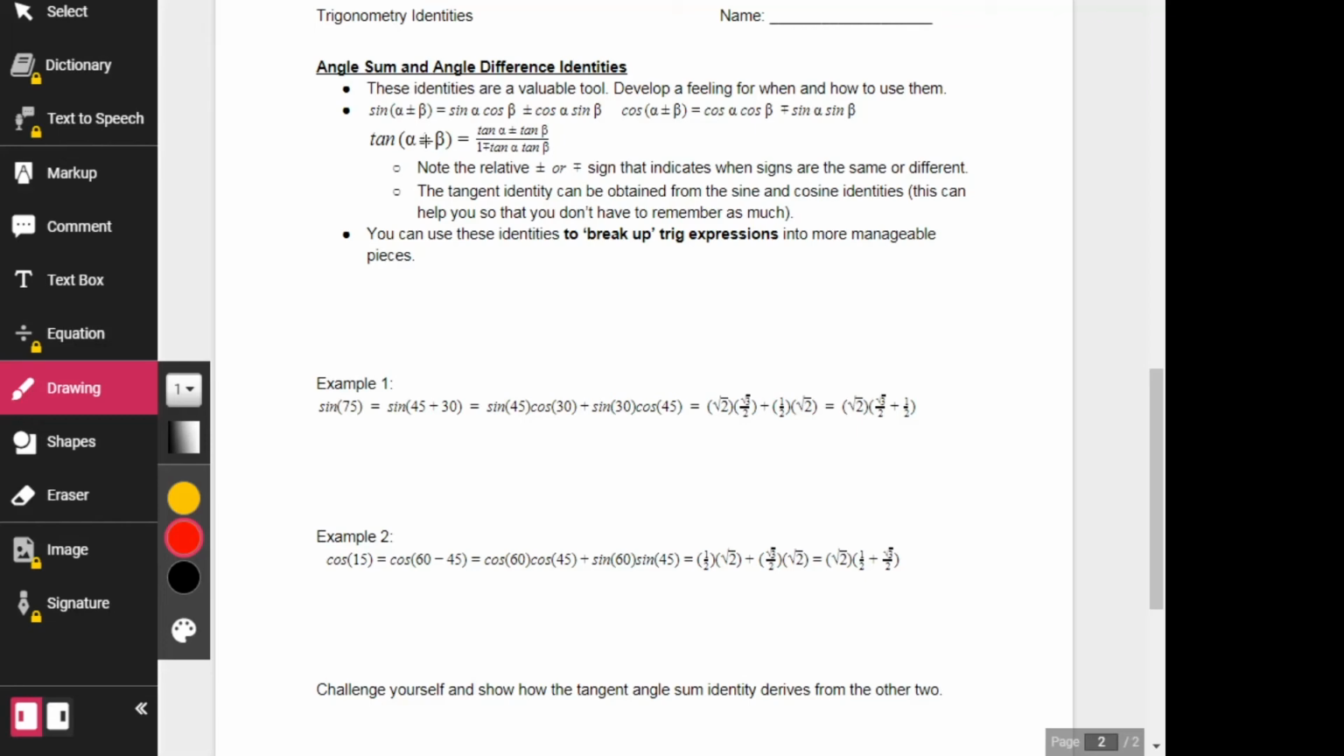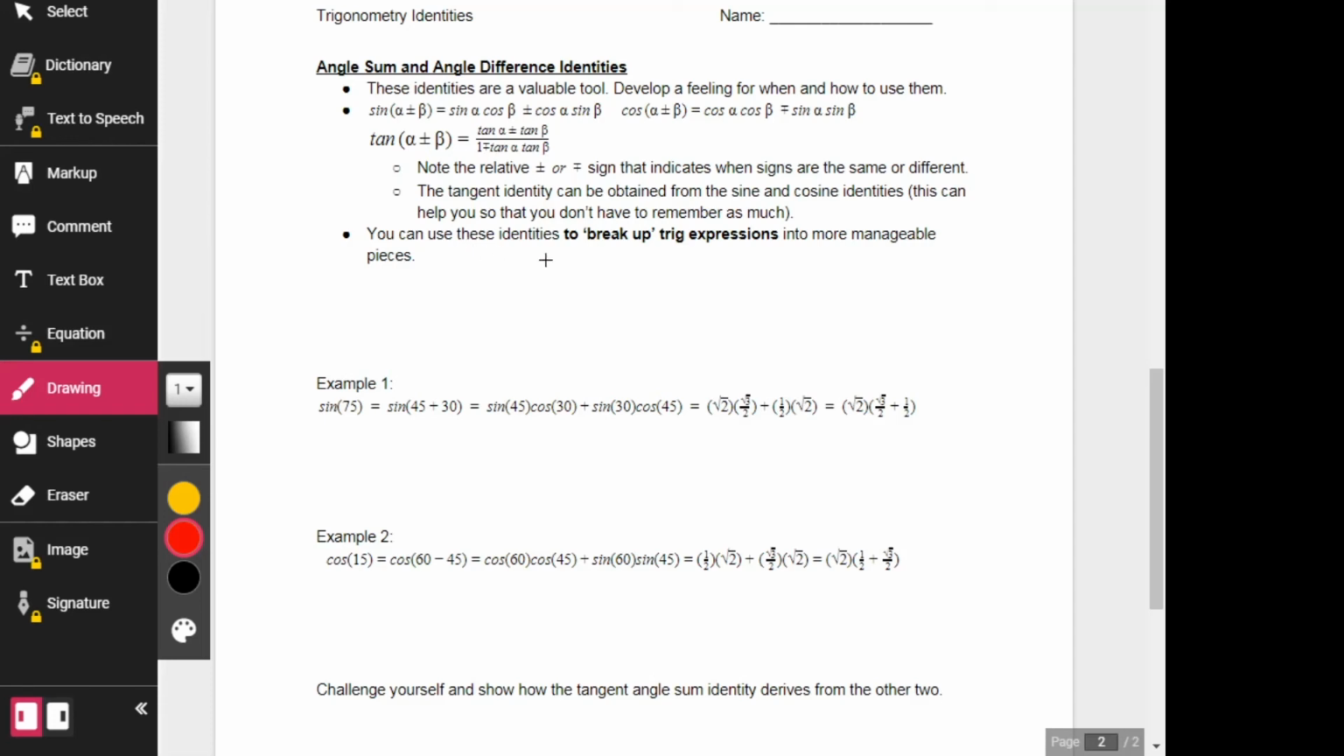Okay, and then tangent, because tangent is kind of derived from the sine and the cosine put together, it actually has both. So for tangent, you've got the plus minus on the top, and then the minus plus on the bottom. So the top, or the numerator, will have the same sign, the same operator as this one, and then the denominator will have the other operator from whatever the argument is.